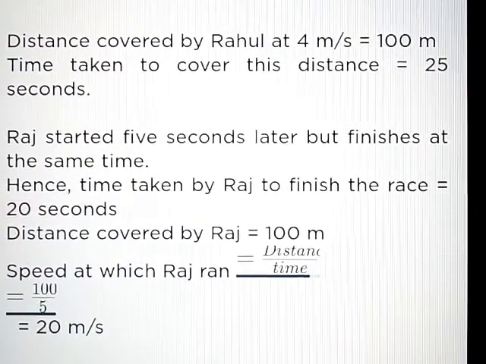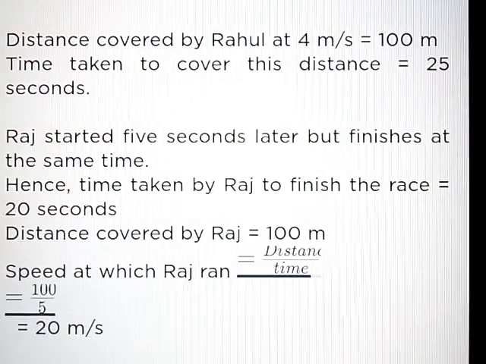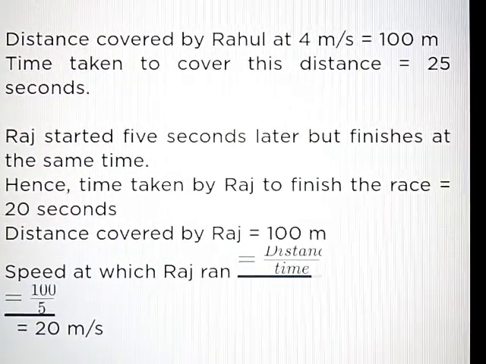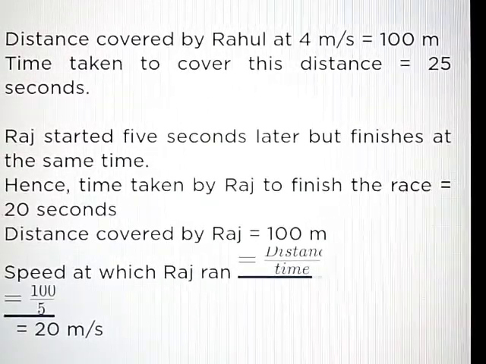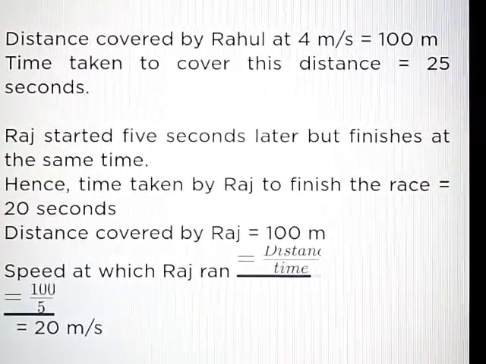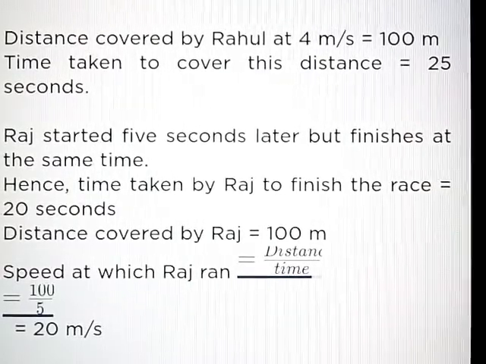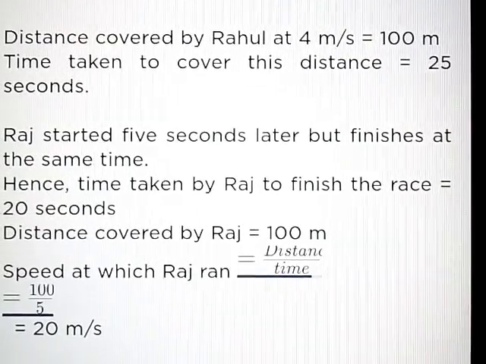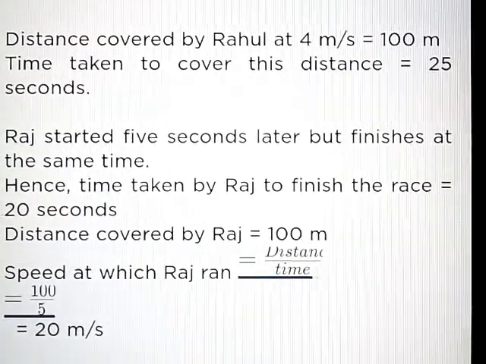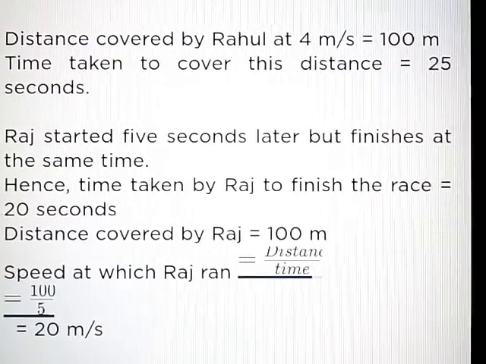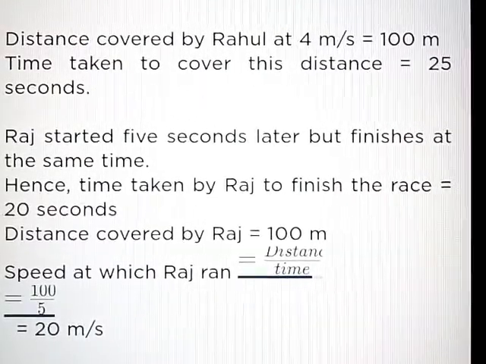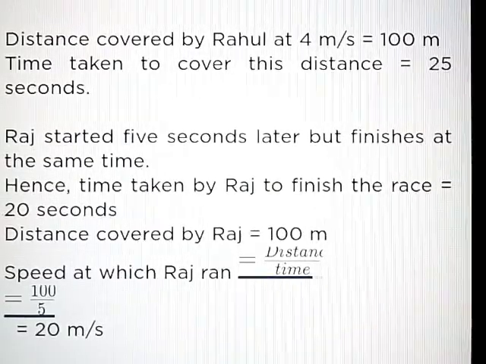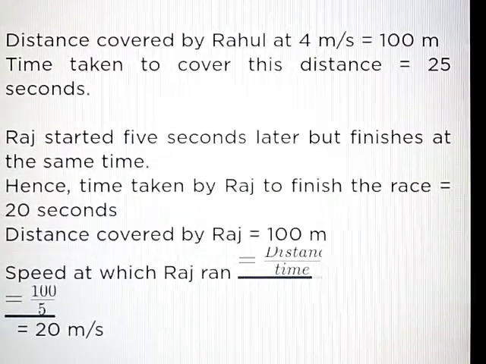Distance covered by Rahul at 4 meters per second is equal to 100 meters. Time taken to cover this distance is equal to 25 seconds. Raj started 5 seconds later but finishes at the same time. Hence, time taken by Raj to finish the race is equal to 20 seconds. Distance covered by Raj is 100 meters. Speed at which Raj ran is equal to distance upon time is equal to 20 meters per second.